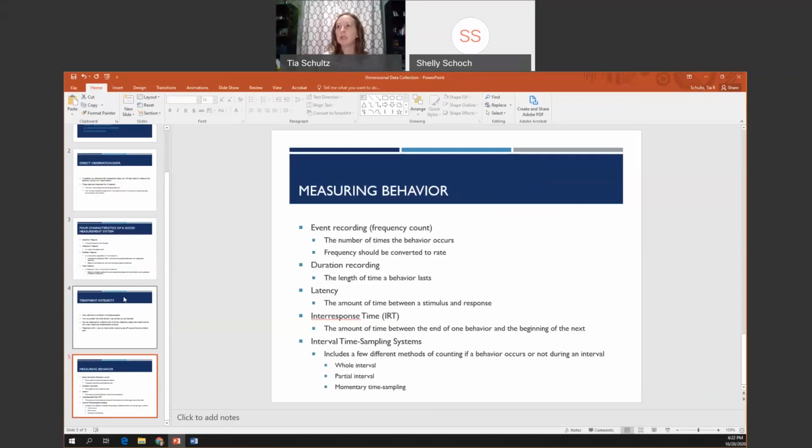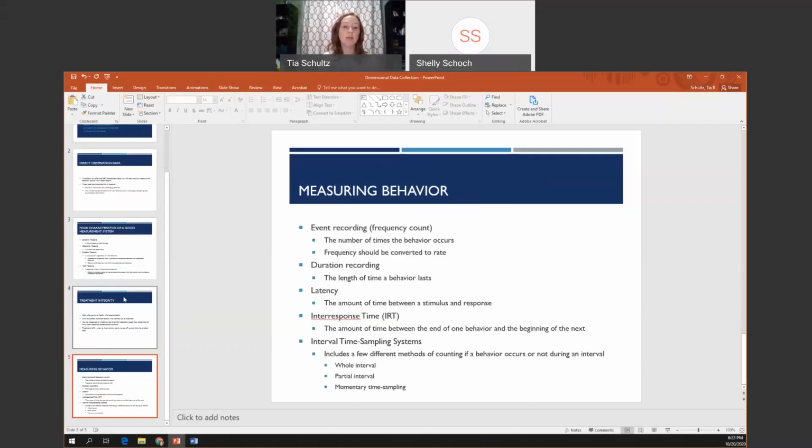So event recording is a frequency count, and that is one that's pretty easy, simply counting how often the behavior happens. This should be converted to a rate so that we can compare across observation sessions, regardless of if those observation sessions are the same length of time. We can do duration recording, and that would be measuring how long a behavior lasts. This also can be converted to percent of time, or percent of that observation time.